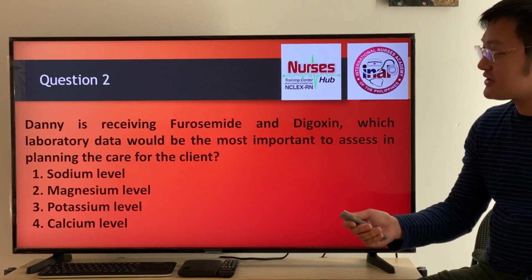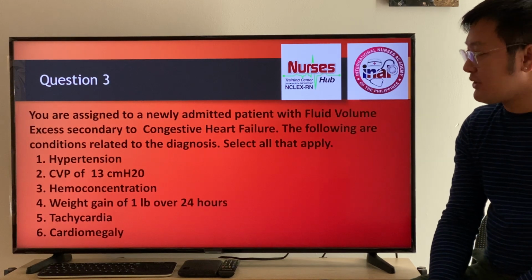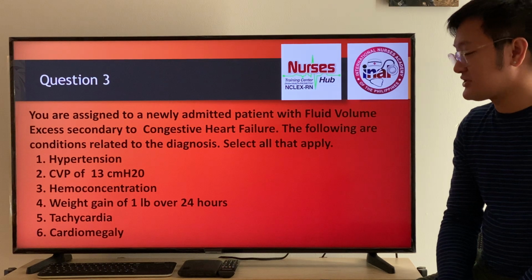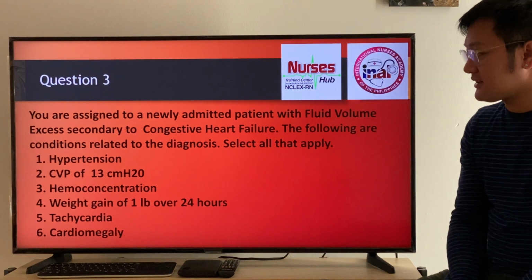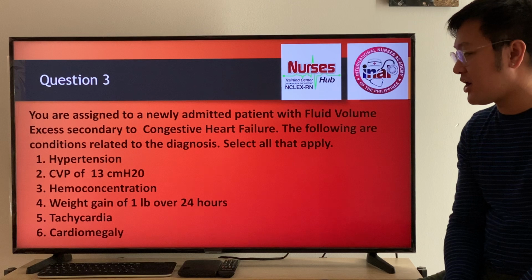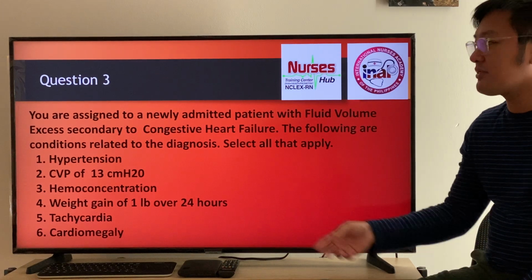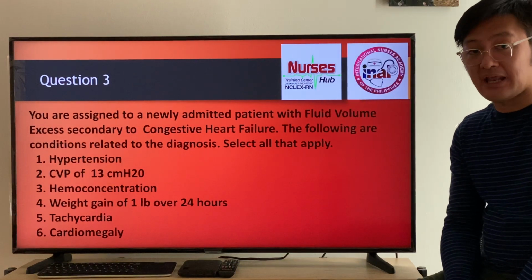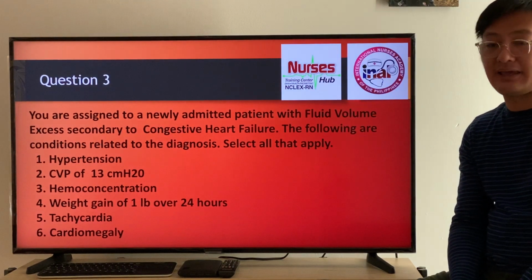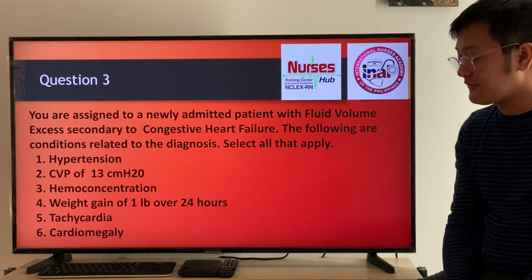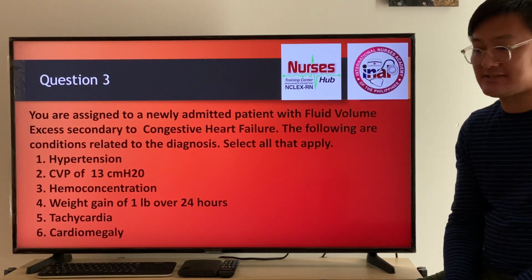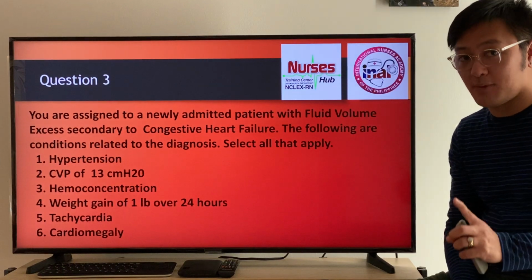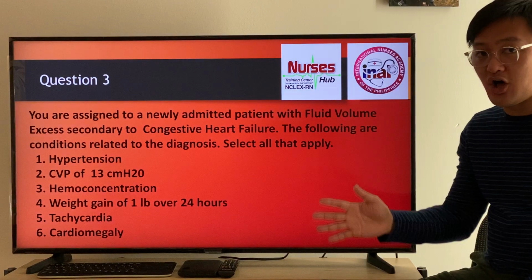Okay, for question number 3, you're assigned to a newly admitted patient with fluid volume excess secondary to congestive heart failure. The following are conditions related to the diagnosis. Select all that apply. So this is one of the most feared test formats. If you're planning to take the NCLEX here, select all that apply. Remember, the plan now is that in your select all that apply, the minimum answer is 1 option. The maximum answer, all options.